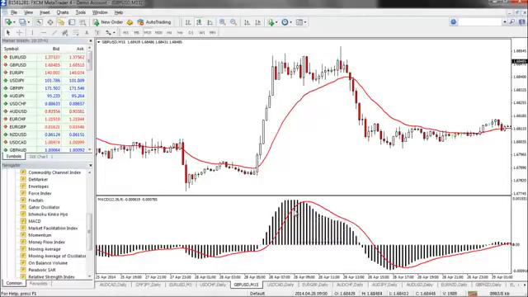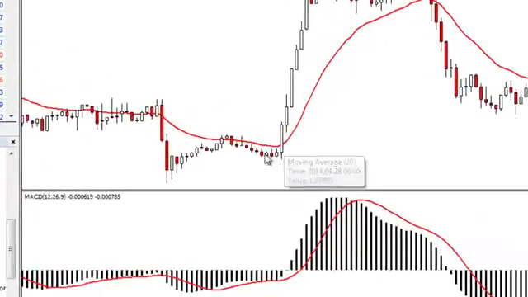Now for the strategy, for a long entry, the strategy is wait for the price to be below the exponential moving average. If you see at this point, the price is below the exponential moving average, and wait for the price to cross over the exponential moving average in the upward direction. So this is where the price is crossing the exponential moving average in the upward direction. So at the same time, the MACD indicator should be crossing the 0 level in the upward direction.